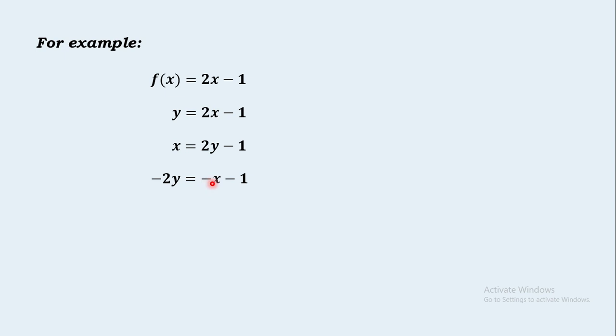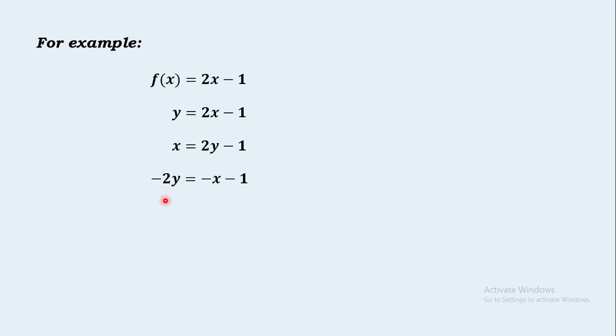So this becomes negative x. And since this is positive 2y, we will subtract 2y here. So we subtract 2y, and of course we will also subtract 2y at this side of the equation. That's why this becomes negative 2y here. So this is negative 2y equals negative x minus 1.